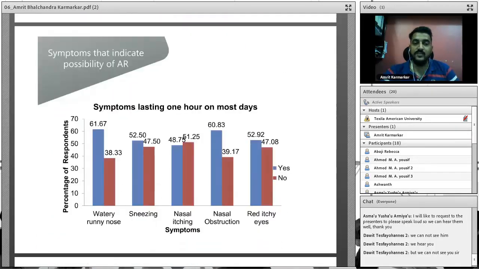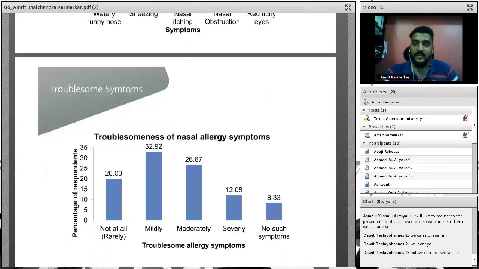Whereas participants with a possibility of allergic rhinitis are those with symptoms for at least 1 hour on most days. These symptoms are watery runny nose, sneezing, nasal itching, nasal obstruction and red itchy eyes. What we found is that watery runny nose and nasal obstruction had the highest percentages of these symptoms. So these symptoms indicate the possibility of allergic rhinitis.